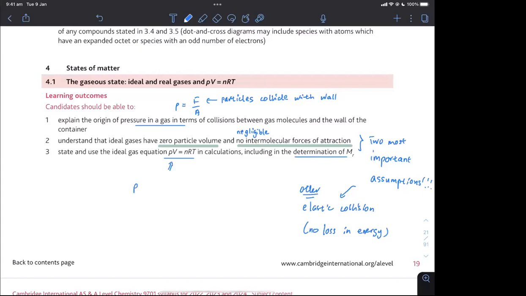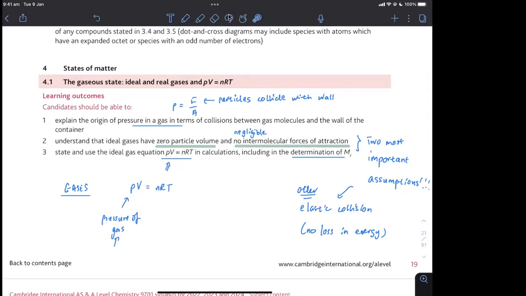In these equations, a lot of students are very unaware of what the equation actually says. This is for gases only. It doesn't work for solids, it doesn't work for liquids, it only works for gases. This P refers to the pressure of the gas. Can you tell me, Rahiman, what is the unit of the pressure of gas in this equation? Pascal. It has to be Pascal.